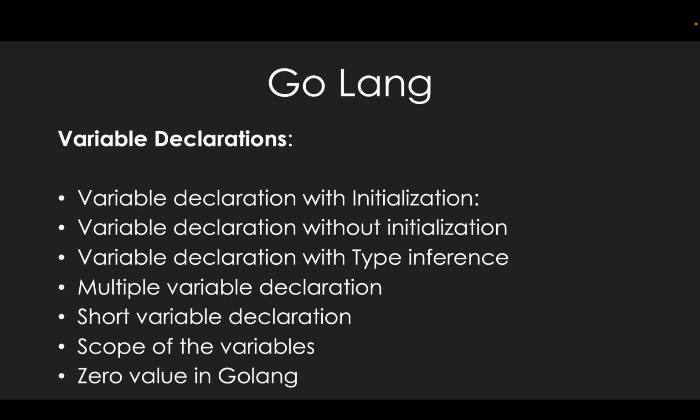Okay, so next we are going to see about the scope of variables. In every programming language, variables have a scope, meaning where a variable can be accessed and where it cannot. That's what we are going to see in the example.